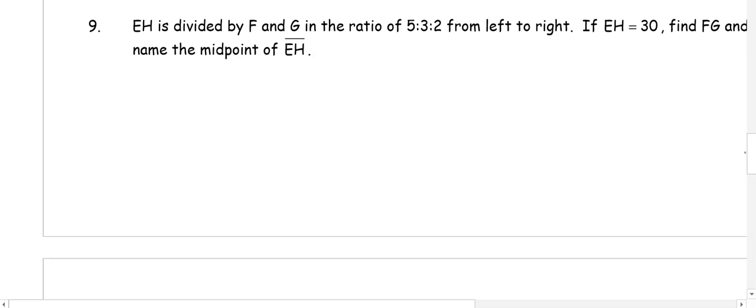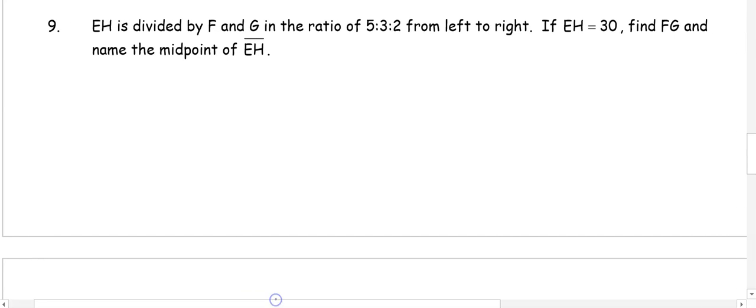Number 9, EH is divided by F and G in a ratio of 5, 3, and 2 from left to right. If EH is 30, find FG and name the midpoint of EG. So, in a ratio, remember that they are all reduced by a multiple. So, we have E and H as the endpoints.